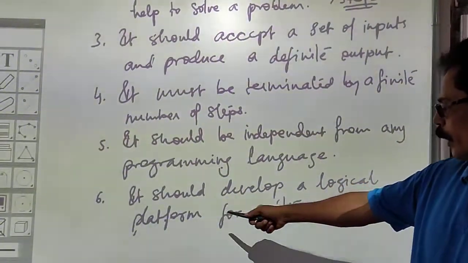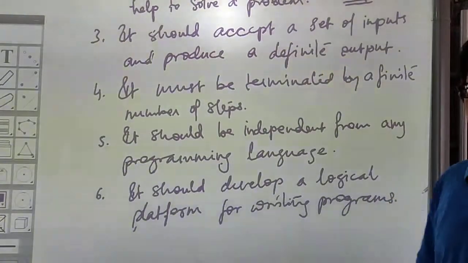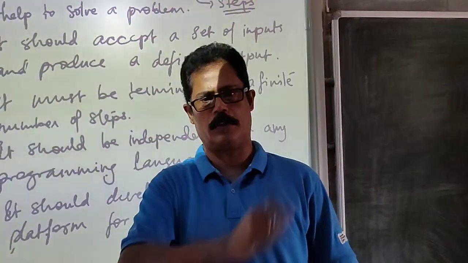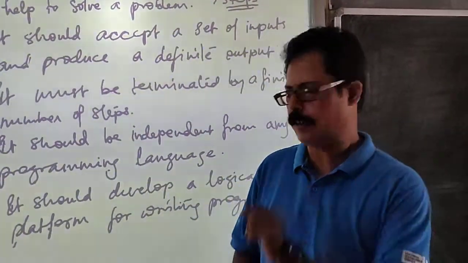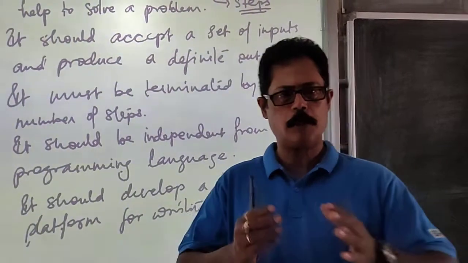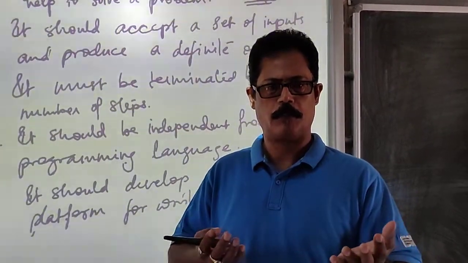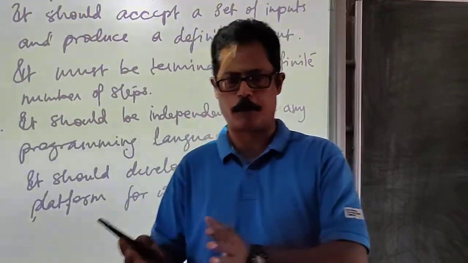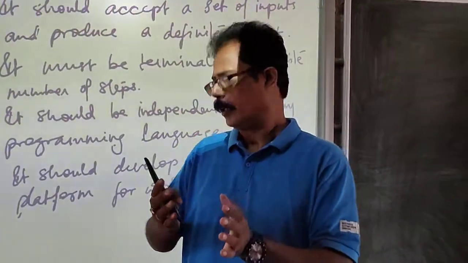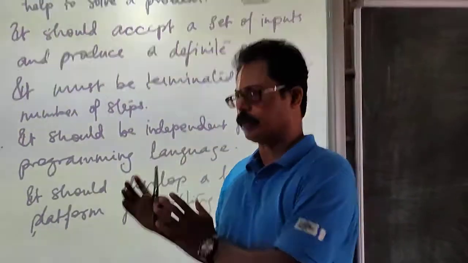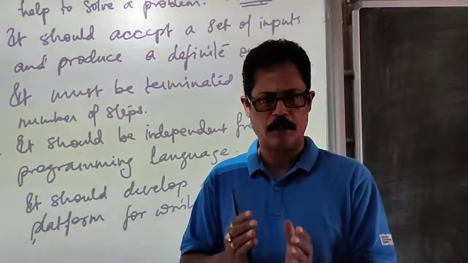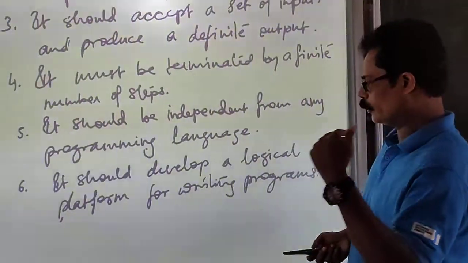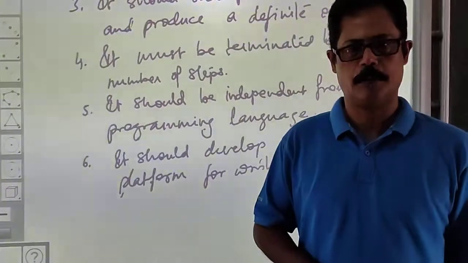Then the sixth one is, it should develop a logical platform for writing programs. Basically, what is an algorithm? It is a sequence of logical instructions. Therefore, it should provide a logical platform, a space through which the programmer understands and writes the program. Because a programmer is a professional, the moment he or she looks at the algorithm, they are able to understand its concept, and with the help of this concept, are able to design the program. So it should develop a logical platform for writing programs.